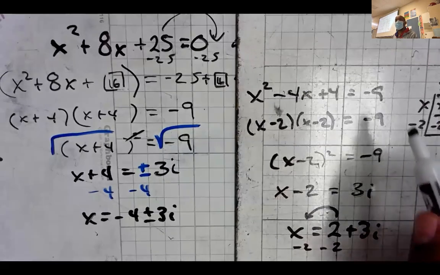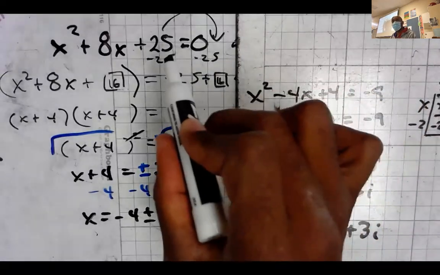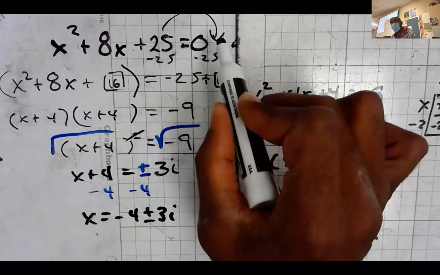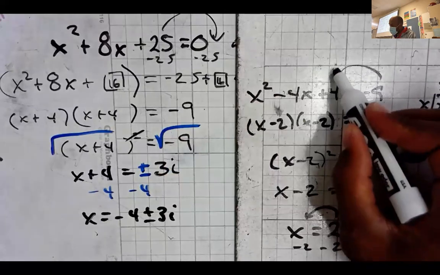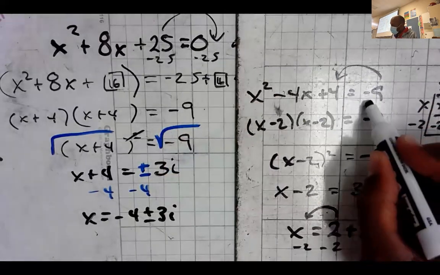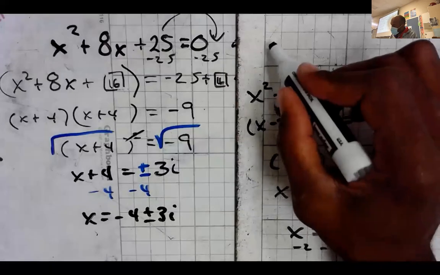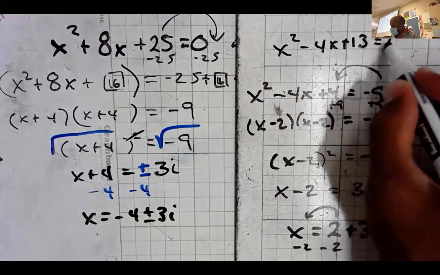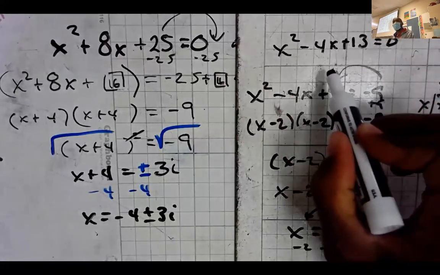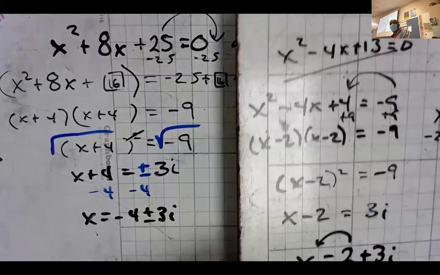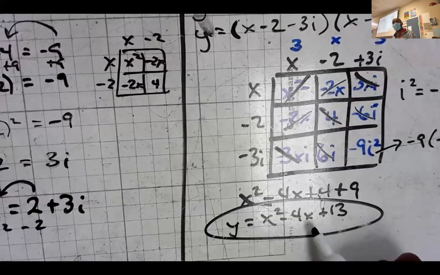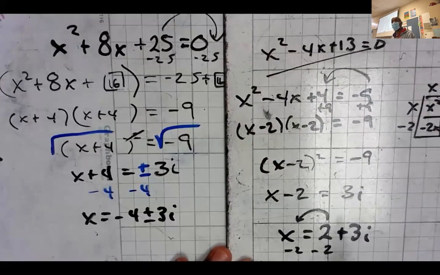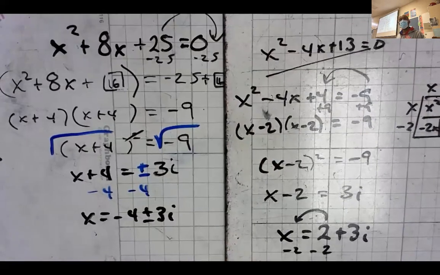Okay, and then the last step here is, notice how in that first step, I took away that c, or the last number, and brought it over here. Now I want to bring it back. So I'm going to add the 9 to both sides. And I get x squared minus 4x plus 13. And notice that is the same as that now. It's the same equation. Okay, but I had to work backwards using the completing the square method.